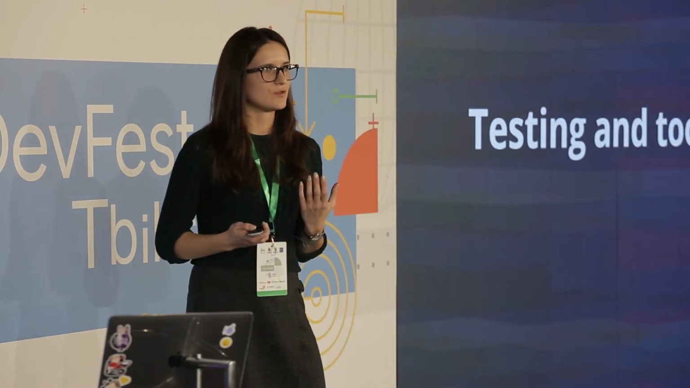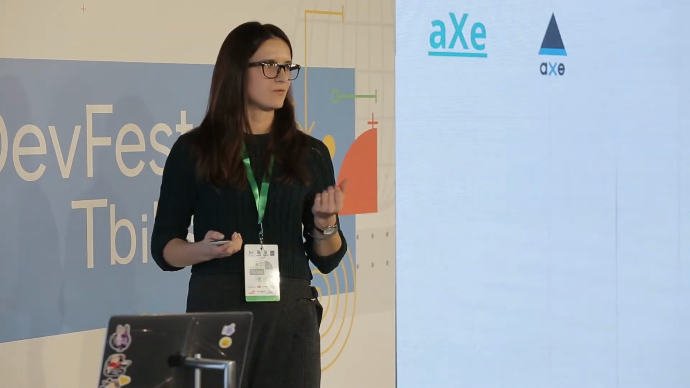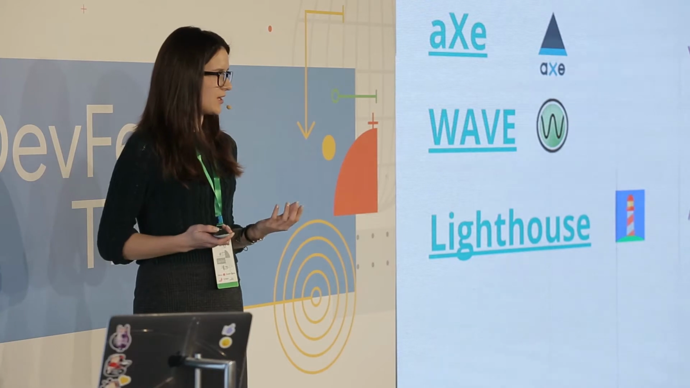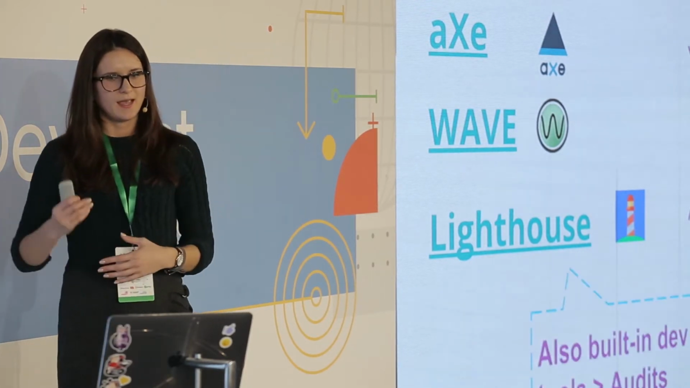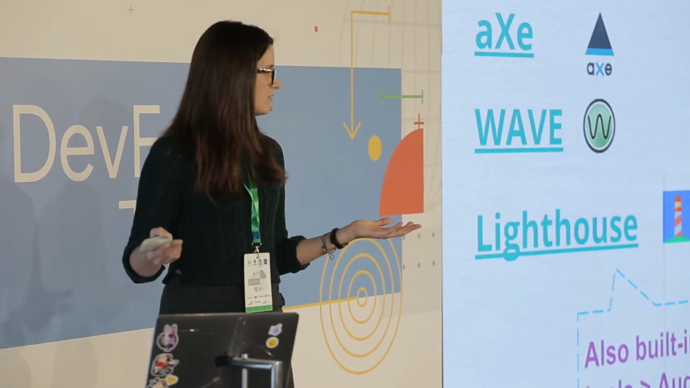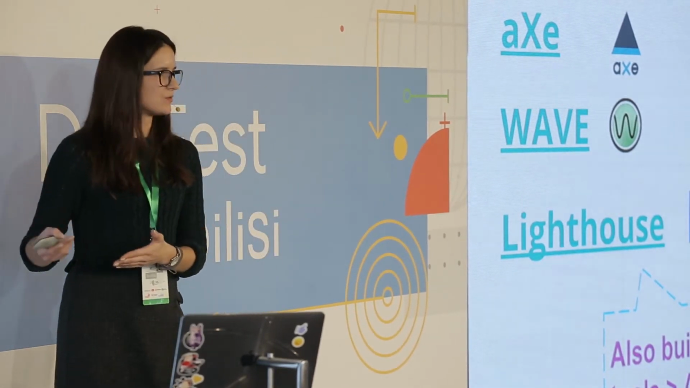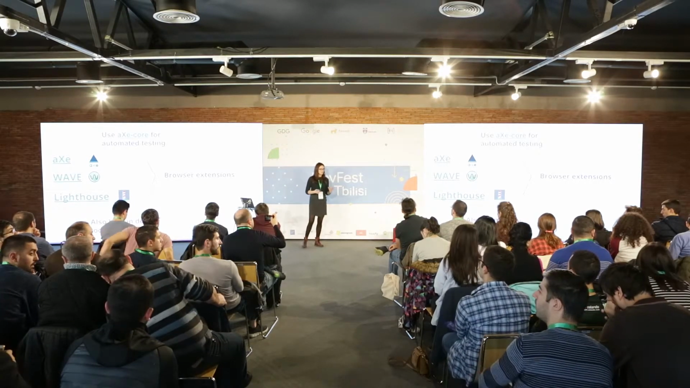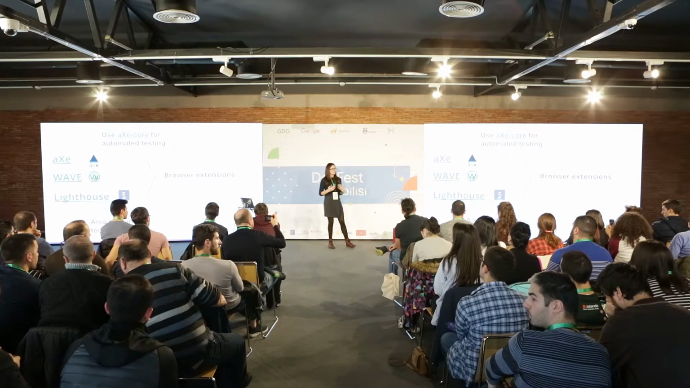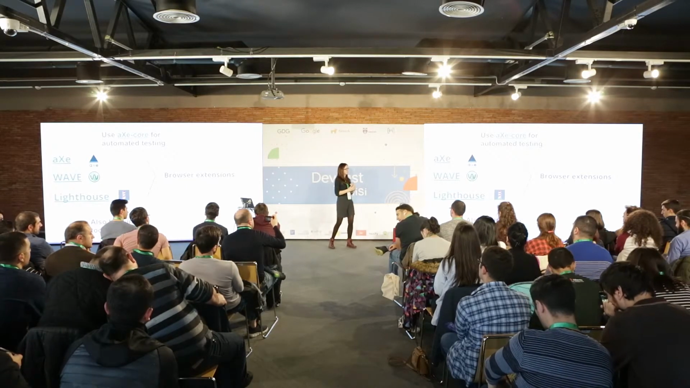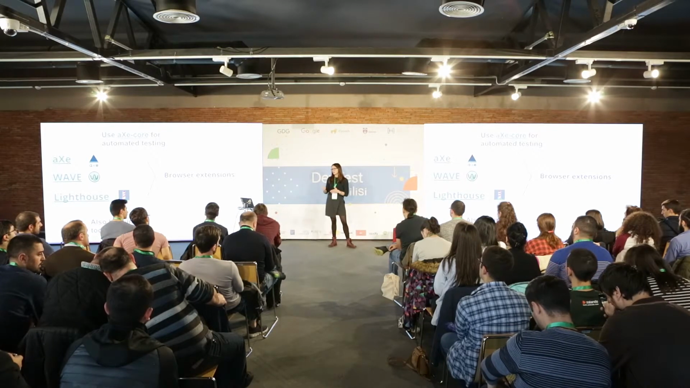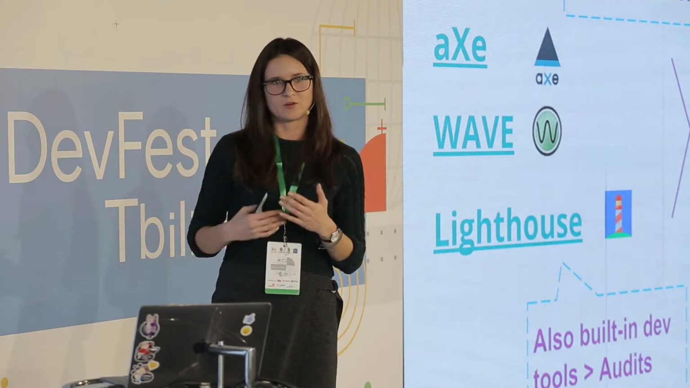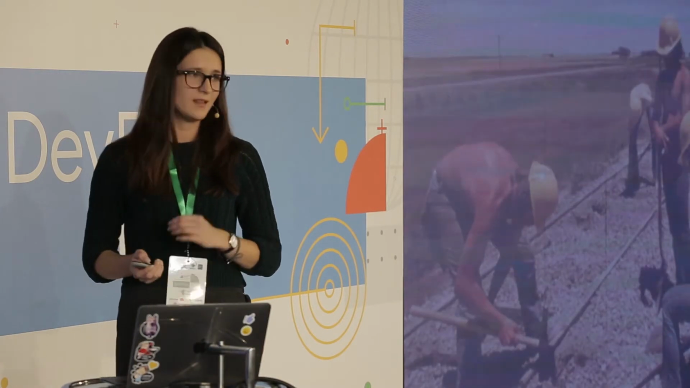There are a bunch of useful tools like aXe, WAVE, and Lighthouse, and they're all browser extensions which are easy to install and use. And Lighthouse, maybe some of you already use it, is built into DevTools in Chrome in the Audit tab. Also, if you want to automate your testing, so you can be sure that every feature you deliver will not break your accessibility, you can use the axe-core library, which is open source, and add it to, for example, CI builds. And of course, some manual work.